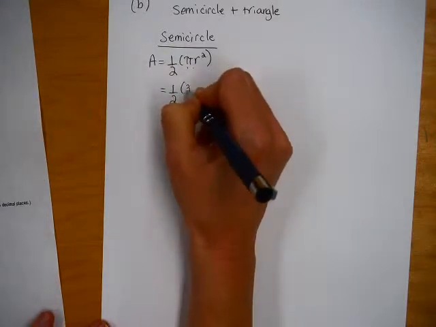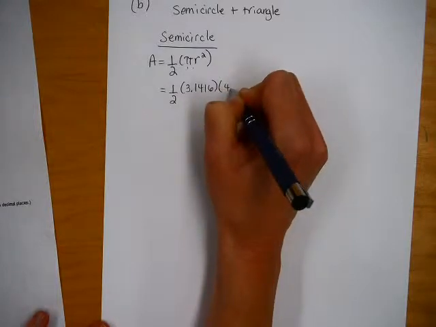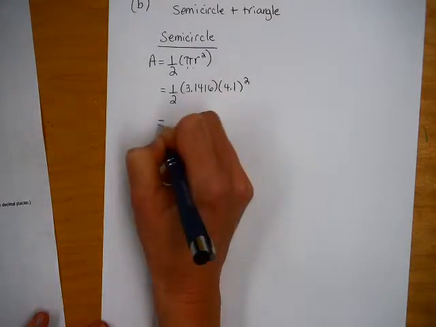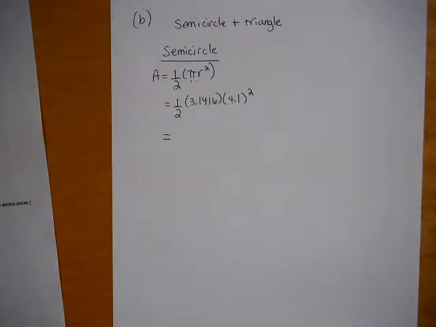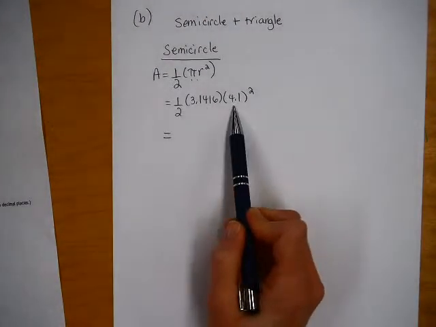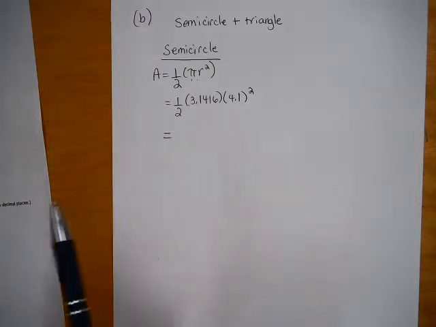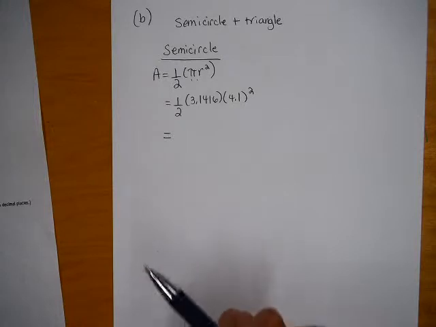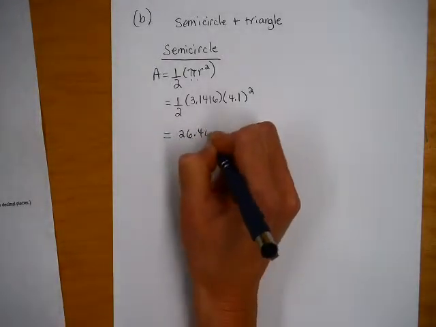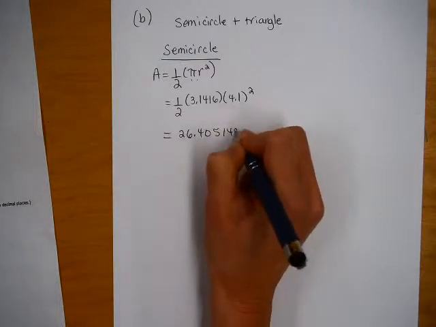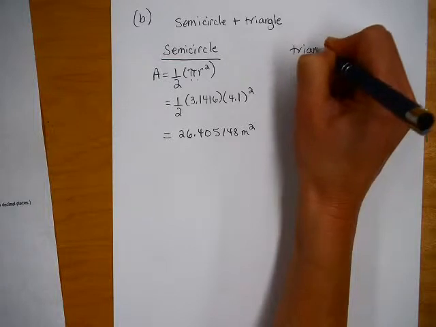So 1/2 times 3.1416 times 4.1 squared. And again, I would type that into my calculator as 0.5 times 3.1416 times 4.1 squared. And that is going to give us an area for that of 26.405148 square meters.